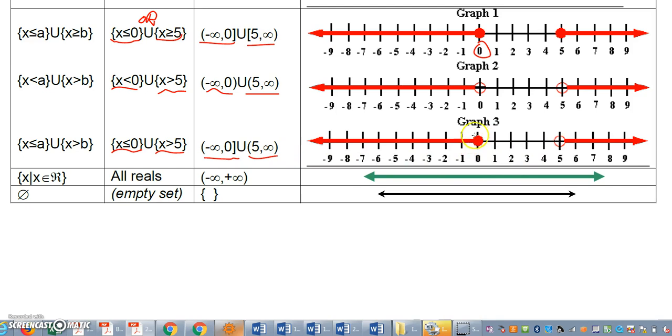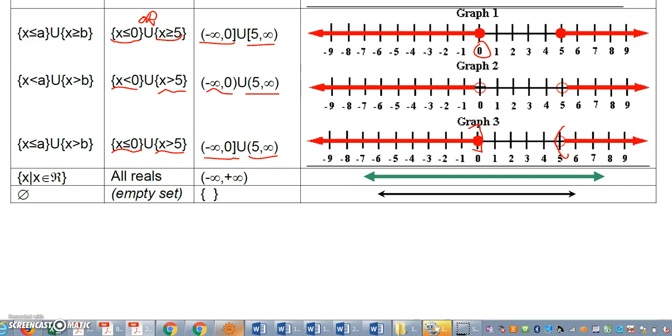And then to shade, since the 0 is included, we would bubble in the circle at 0 and shade everything to the left. And then since the 5 is not included, we would do the open circle here at 5 and shade everything to the right. Now again, you could use the brackets here and the parentheses here like we did before.